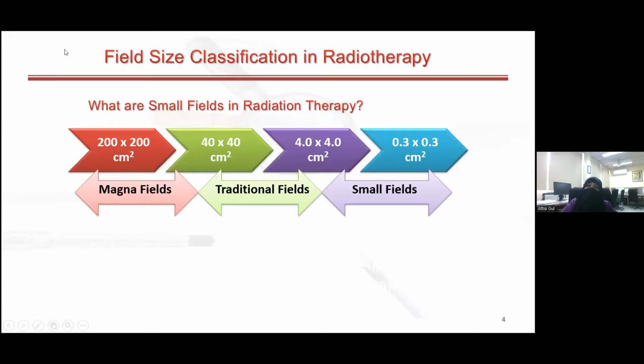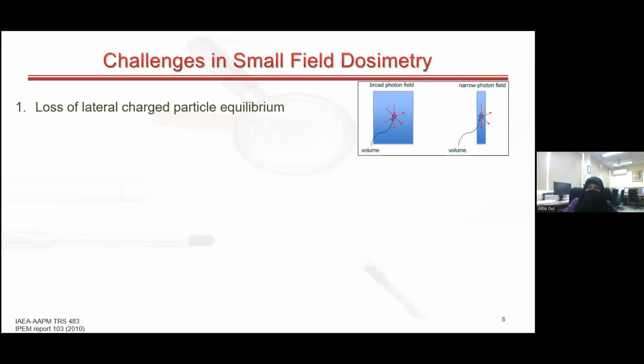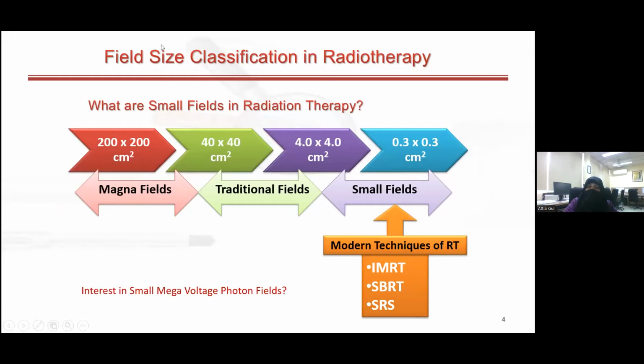So what are small fields? We know traditional fields that are used in conventional radiotherapy are in the range of 4 by 4 to 40 by 40 centimeter squared. Generally speaking, field sizes smaller than 4 by 4 centimeter squared are called small fields. And why are these fields important? Because these are used in all modern techniques of radiotherapy, including IMRT, SBRT, and SRS.